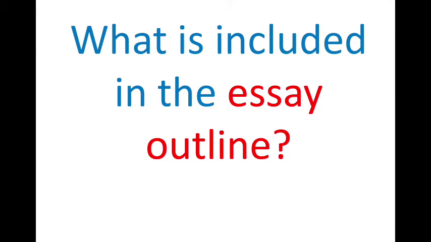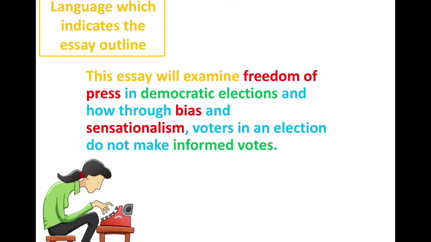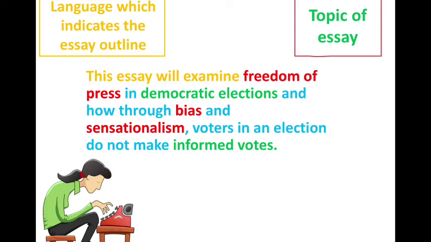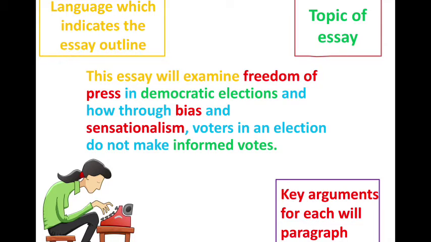Now in the essay outline, you need to have language that indicates that it is an essay outline. This essay will examine. I have my topic of the essay, democratic elections and informed votes, and the key arguments that will be in each paragraph.